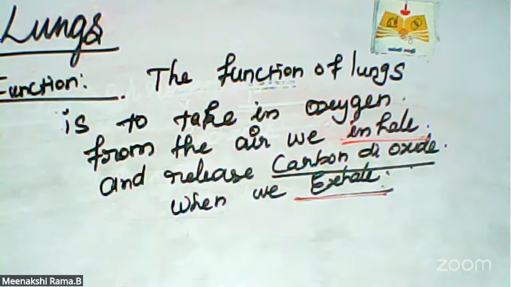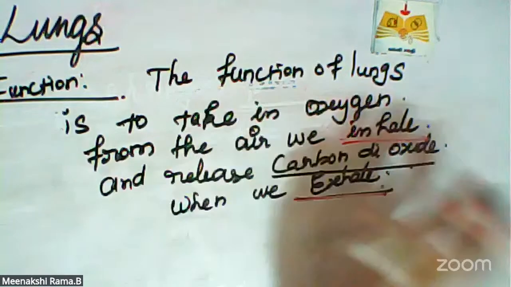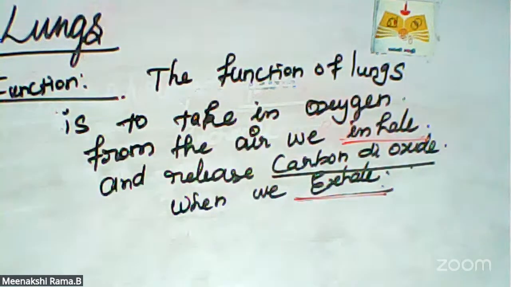Oxygen is one of the important things needed to survive on earth. There are major categories important to survive: air, water, food, shelter. Air is one of the important parts. So the primary function of the lungs is to take in oxygen from the air when we inhale and release carbon dioxide when we exhale.